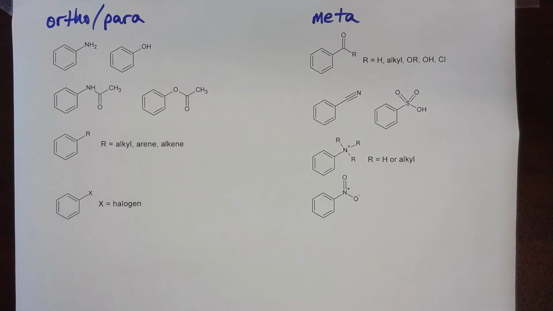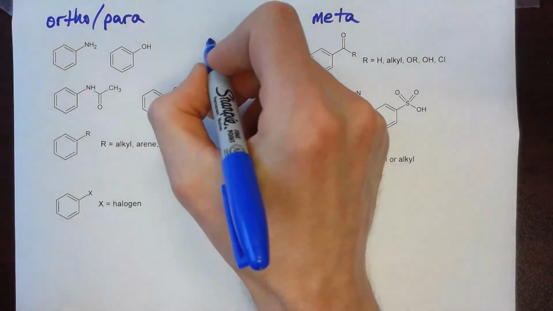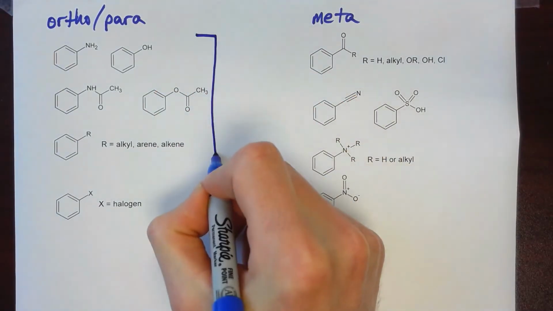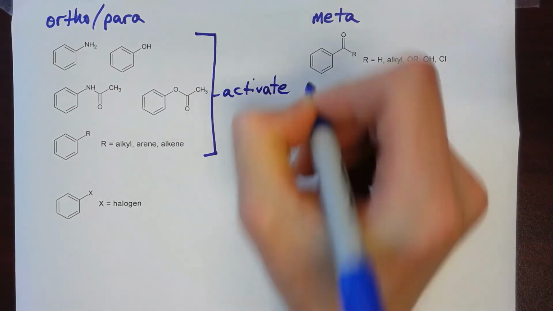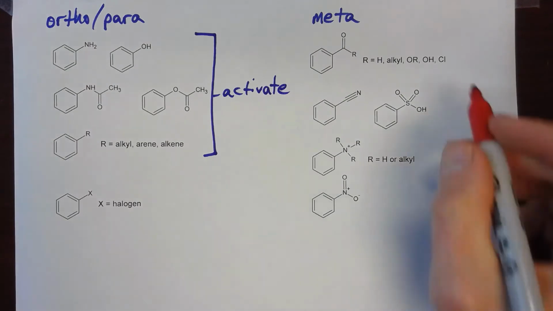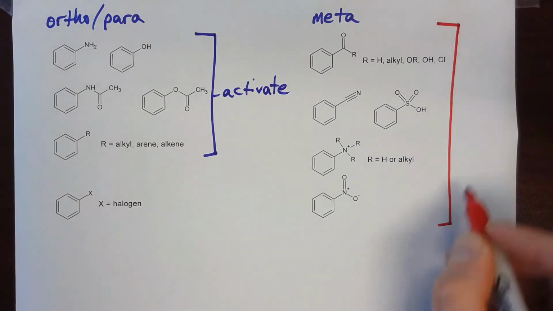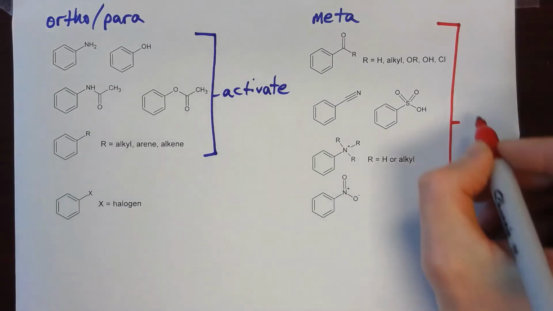And so we can see that ortho-para directing groups have non-bonding electrons, or in the case of alkyl groups, they can donate electron density by induction. Meta-directing groups do not have that. These are also, at the top here, we have activating groups. And over here on the right side, we have deactivating groups.